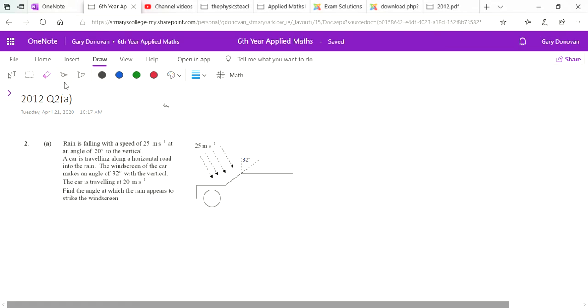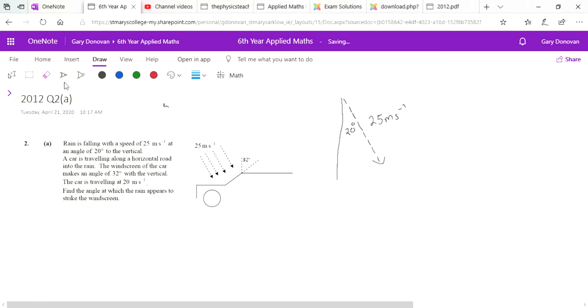In this video I'm going to look at the Leaving Cert Applied Maths question, 2012 question 2a. So we have rain falling with a speed of 25 meters per second at an angle of 20 degrees to the horizontal. So that's the horizontal. The rain is falling at an angle of 20 degrees to it at a speed of 25 meters per second.